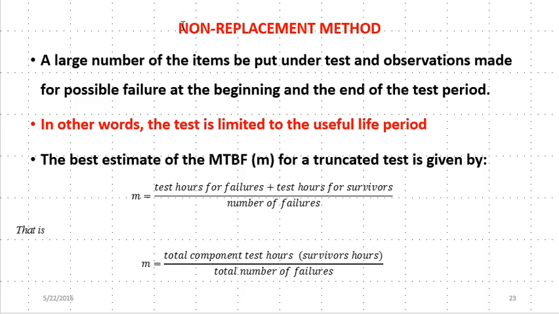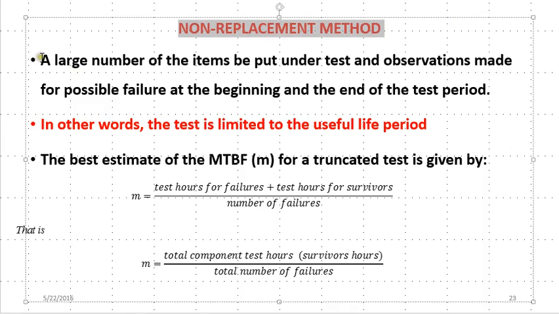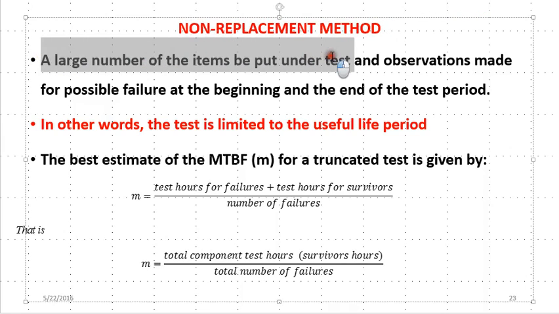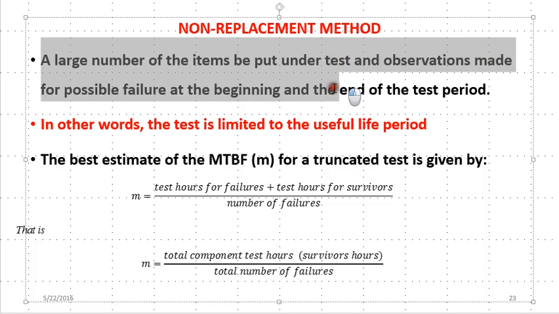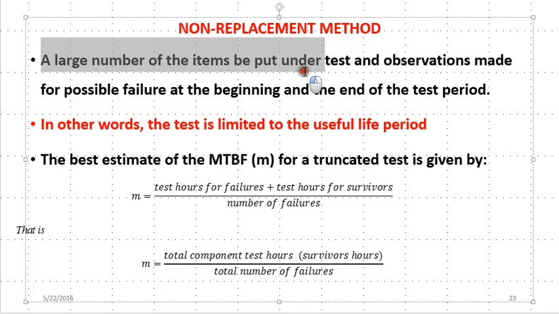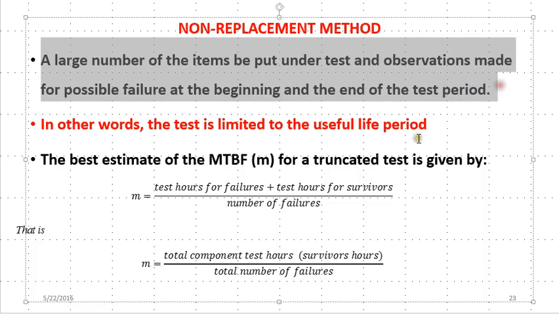The second method, which is the non-replacement method, is a method where a large number of items are put together under test, and the observations are made for the possible failure at the beginning of the experiment and at the end of the experiment. We put a large number of components, and each one we observe to see what failure can happen at the time we started the measurement, and what failure can happen at the end. In other words, this method is limited to the useful lifetime, that is from the beginning to the first time where the failure happened, and that is what we call useful failure time or lifetime.